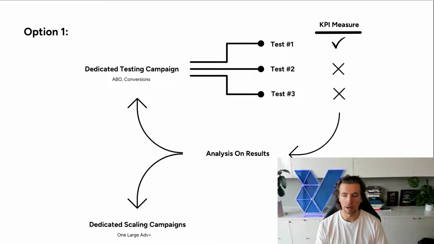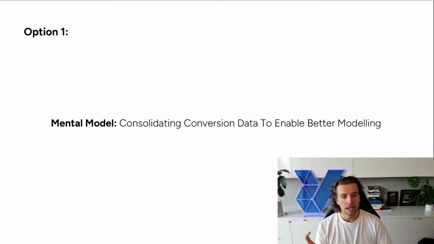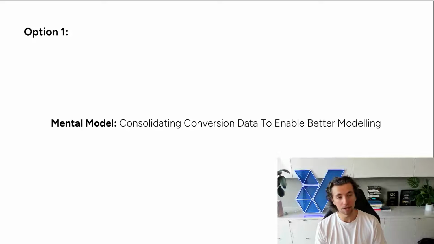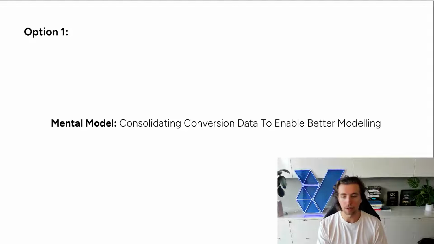The mental model behind why this works so effectively is because you're consolidating conversion data into a single campaign to enable better customer modeling. So Facebook has told us that conversions get split at the campaign level, and that each different campaign, similar to how Google is structured and operates as well, has different levels of machine learning based on the conversion data set within that campaign.